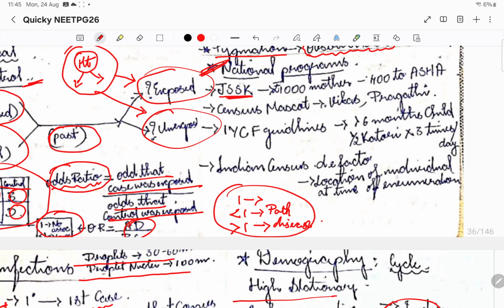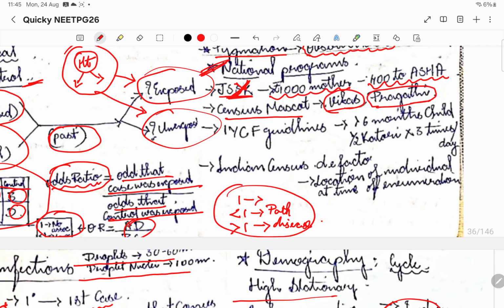This is not JSSK, this is Janani Suraksha Yojana. In Janani Suraksha Yojana, they are giving 1000 rupees to the mother and 400 rupees to Asha. Please remember this: 1000 rupees to mother and 400 rupees to Asha, 1400 in total. Then the newest thing, the census mascot. The census is going on all over India. Now the two mascots they have released are Vikas and Pragati.